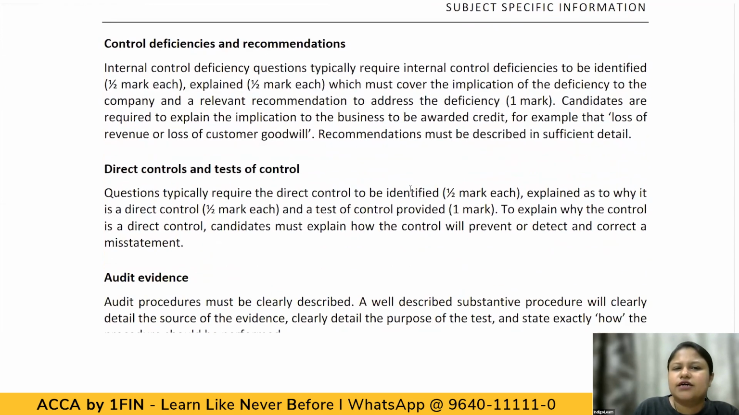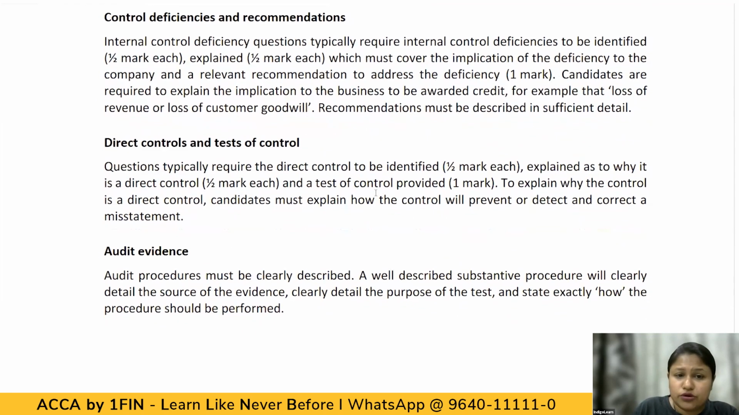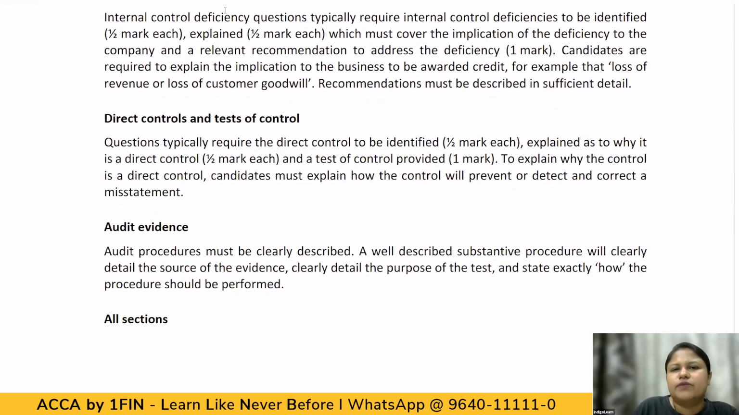So you have to be very clearly focused on what the answer should be. Then once you identify the control deficiency, you have to address what the deficiency is, and obviously you have to give the recommendation. Then you have to understand what the direct controls are and then how you're going to test the control. And in audit evidence, obviously this will be as a part of substantive audit procedure. When the question comes on performing substantive audit procedure, it is asking you to accumulate audit evidence. Okay, so this is the proper approach through which you'll understand how to face the exam questions.